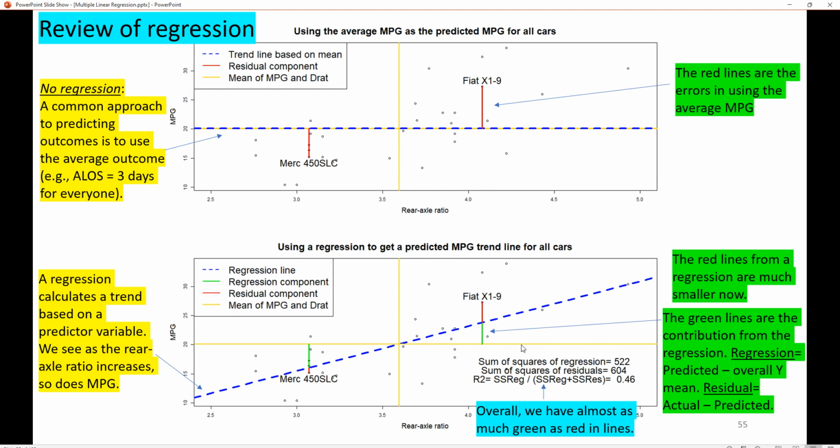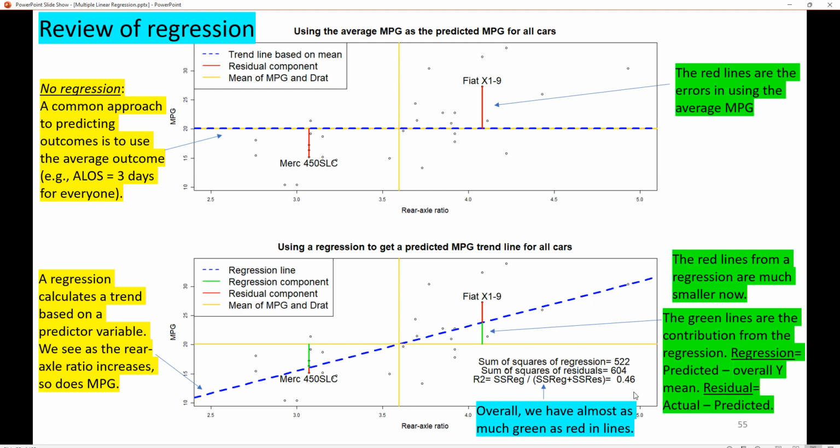And so we see the sum of squares of regression is 522. The sum of squares of residuals is 604. So the regression on the top, if you were to add up all those green parts that you see in the bottom graph, would come out to 522 if we sum it for all cars. The residuals, the red, if you were to sum that all up, come out to 604. And then you have an R-square formula of the regression divided by the sum of the regression and the residual, and that's 0.46, and that's how we calculate our R-square.